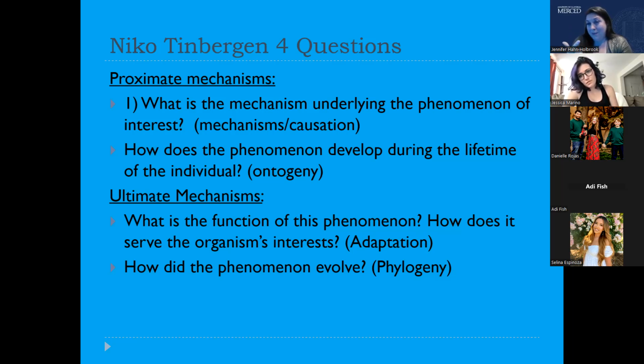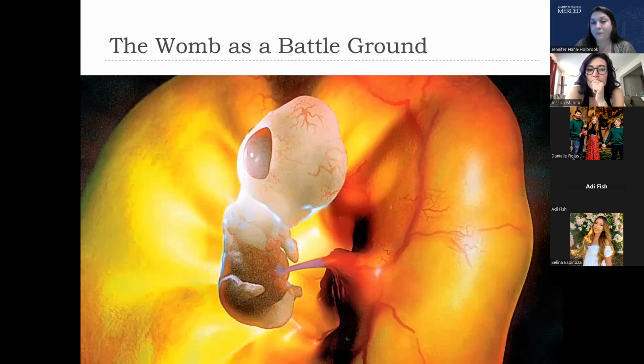Adaptation: why did the trait get selected for in the first place? Ontogeny: how does it change over development? And then what's the proximal mechanism? If you can answer these Tinbergen's four questions, you'll have a nice evolutionary understanding of whatever phenomenon you're looking at.